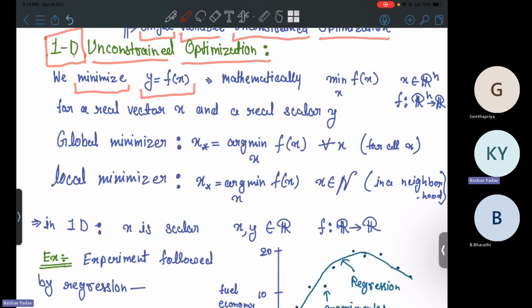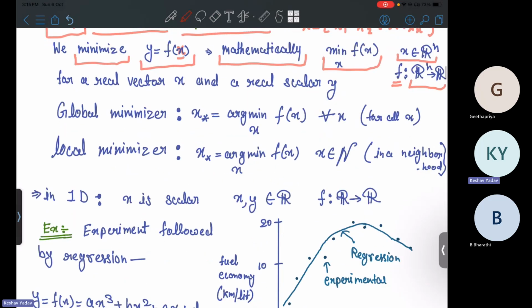y equal to f of x, and this x is a vector, x equal to variables x1, x2, up to xn, meaning it is an n dimensional vector. So we want to minimize this f of x. Mathematically, x belongs to n dimensional real space, and this function is defined from Rn to R. So x is a real vector and y is a real scalar.